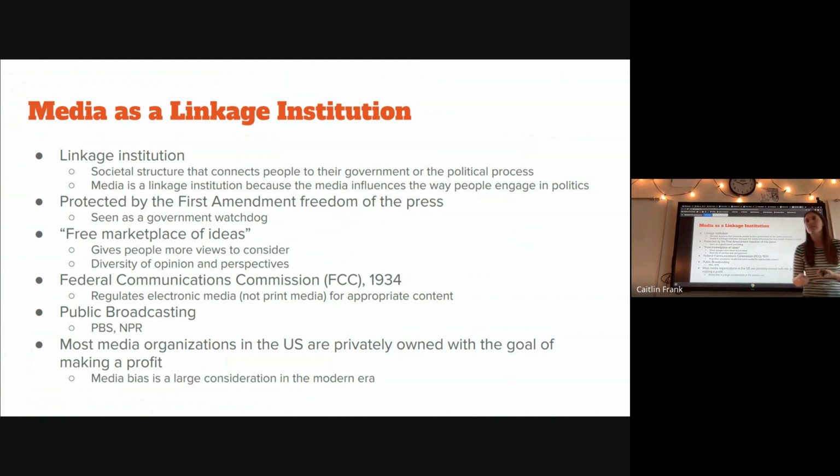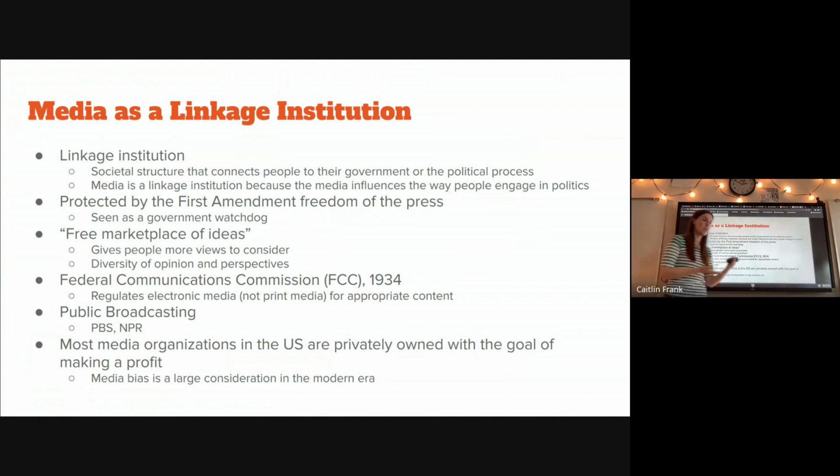So, with the Pentagon Papers and the Vietnam War and Nixon, Nixon tried to stop the presses from running this, but that was seen as a violation of freedom of the press, and it was seen as completely valid for the press to run these stories because they're supposed to be the government watchdog. Now, we have some bureaucratic oversight of the media, the FCC, which regulates the appropriateness of electronic media, like TV shows, making sure they're not profane. Or we also have government funding towards some media outlets like PBS and NPR. But most media is private with the goal of making a profit.